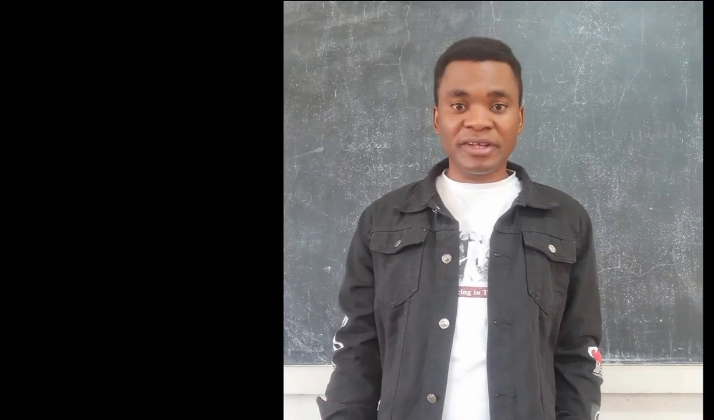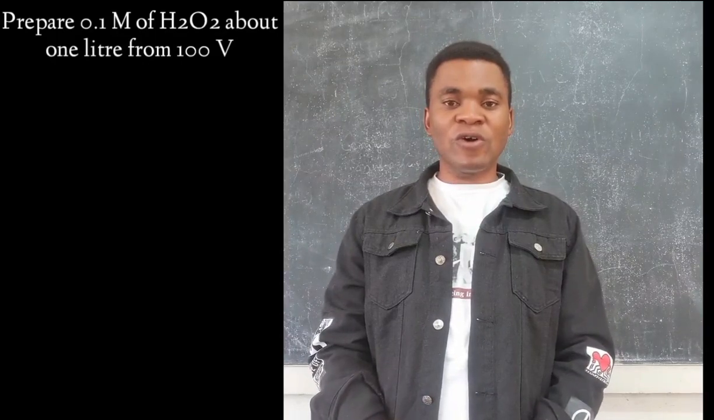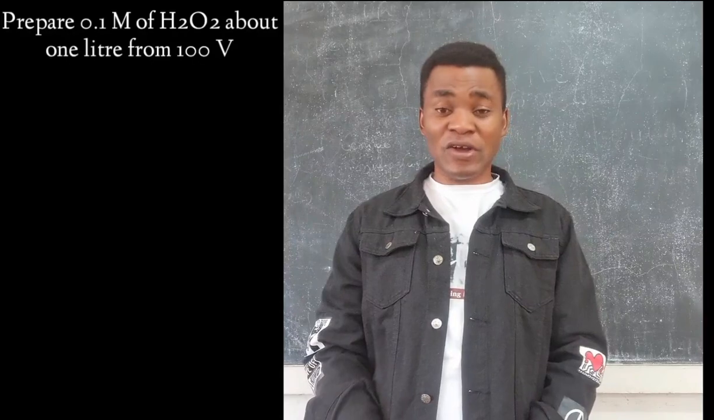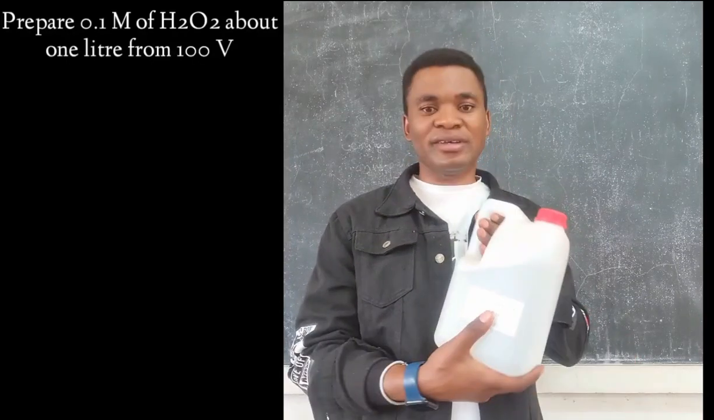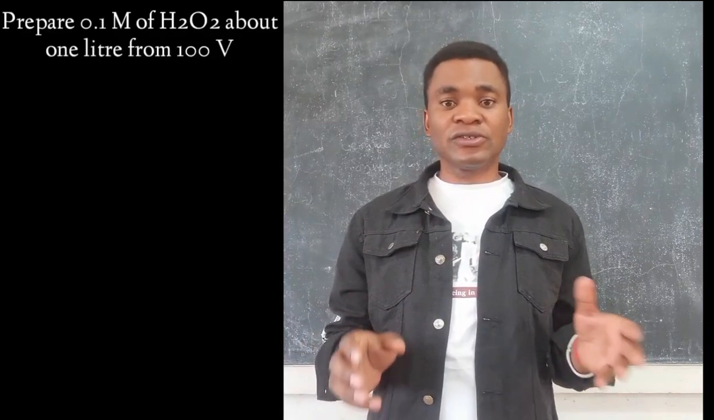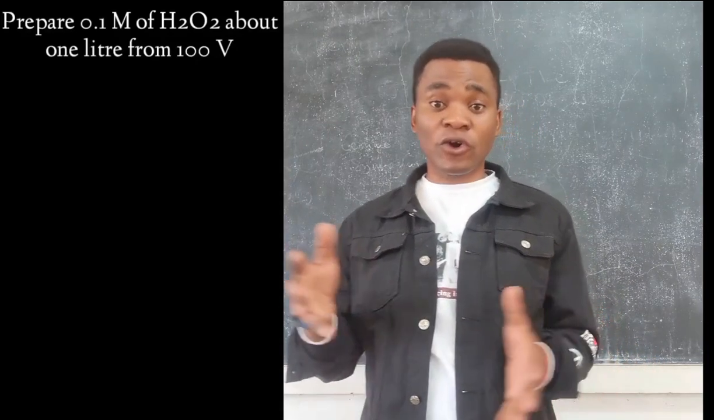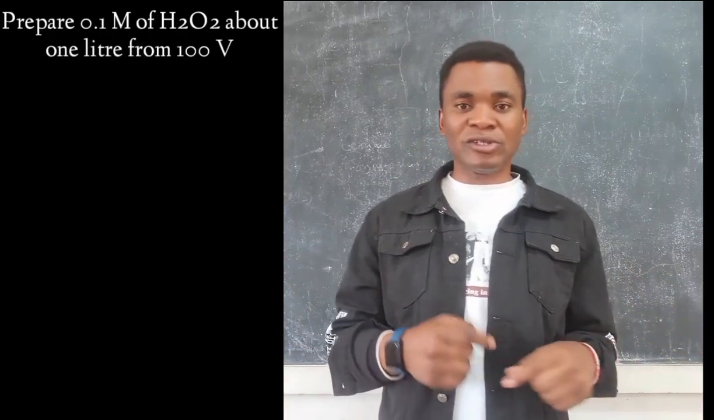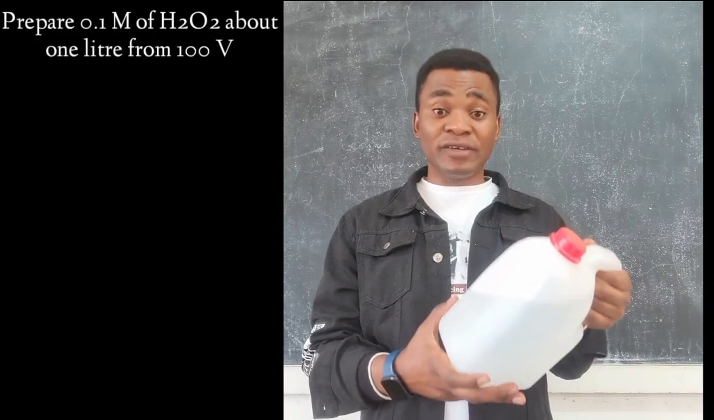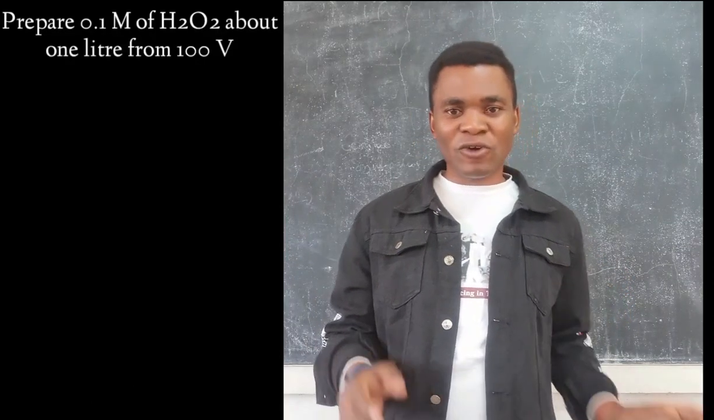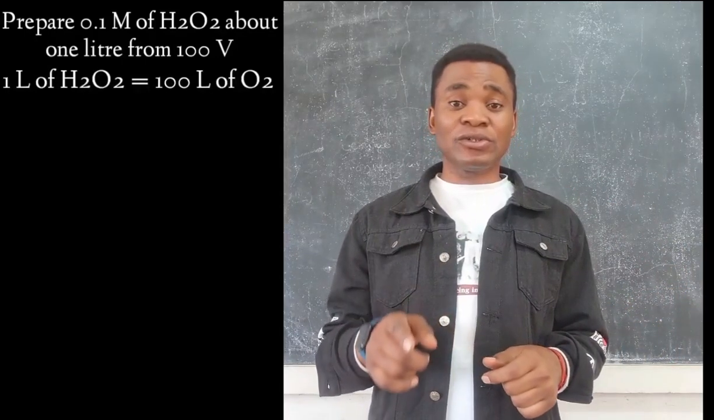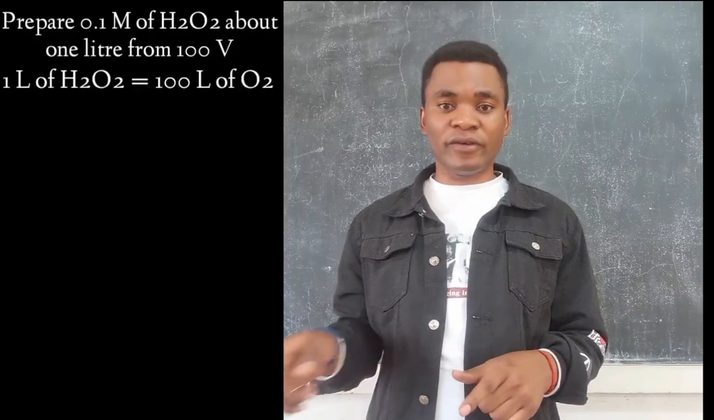The next task says prepare 0.1 moles of hydrogen peroxide, about 1 liter, from 100 volume. So here is the hydrogen peroxide. Most peroxides give us concentration as strength, sometimes volume strength or weight strength. Here they say prepare from 100 volume. What does 100 volume mean? This means 1 liter of peroxide is equal to 100 liters of oxygen by volume.